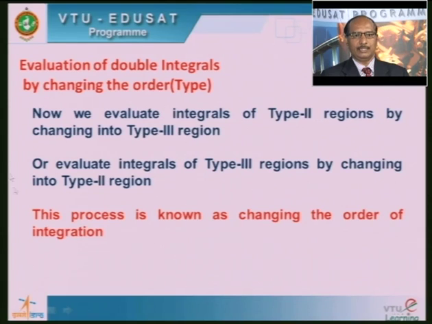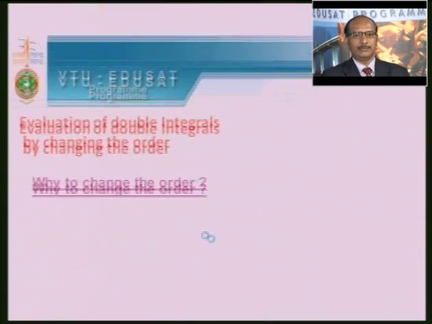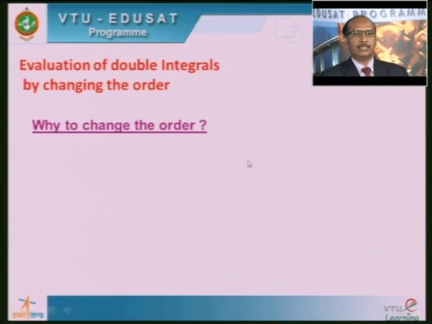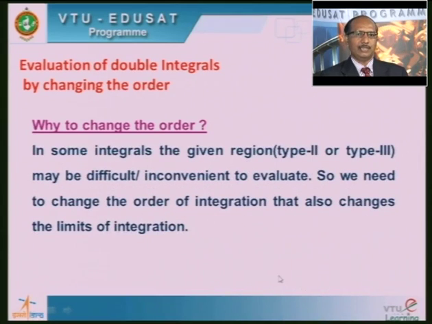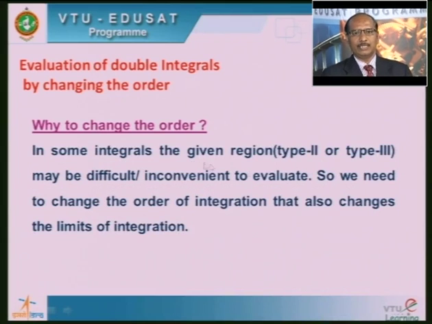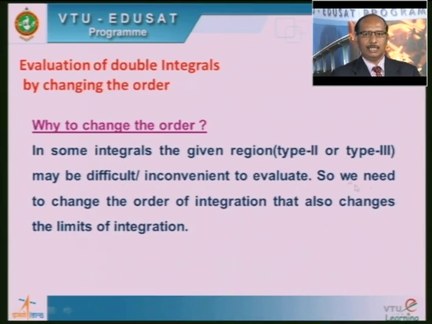Changing the order of integration is nothing but, when one of the types is given, either type 2 or type 3, changing it to the other type, changing type 2 to type 3 or type 3 to type 2. Now, the question is why to change the order. In some integrals the given region, which may be a type 2 or a type 3 region, may be inconvenient or even difficult to evaluate. So, we need to change the order of integration.